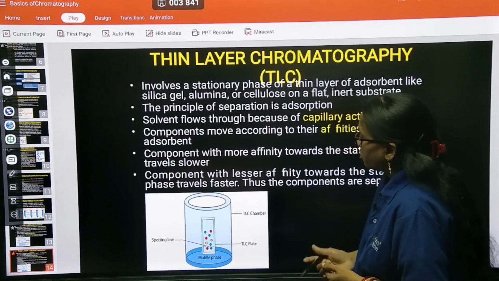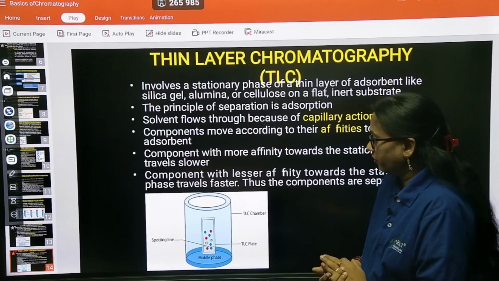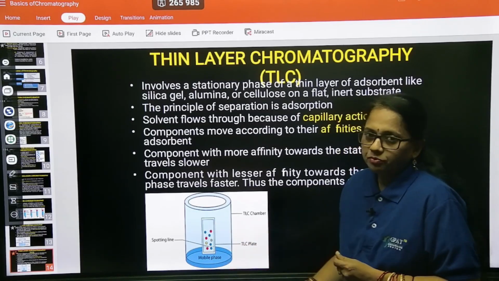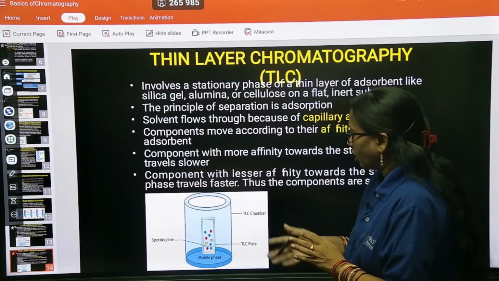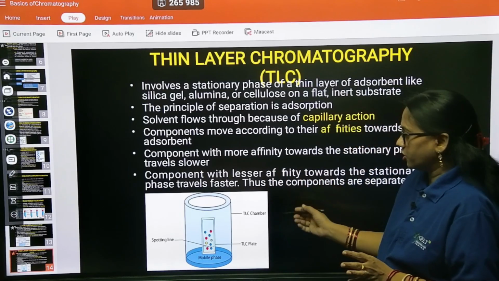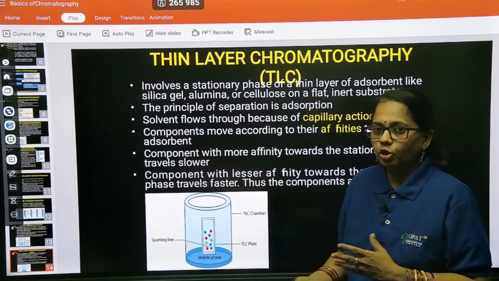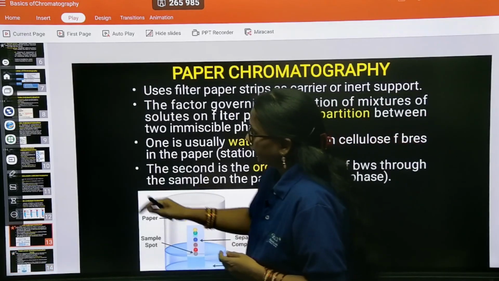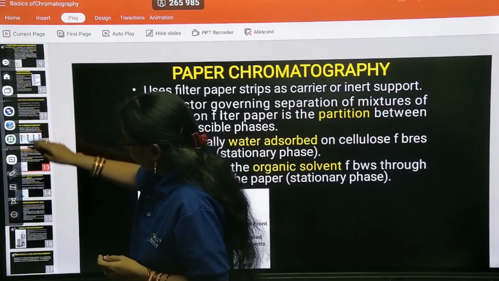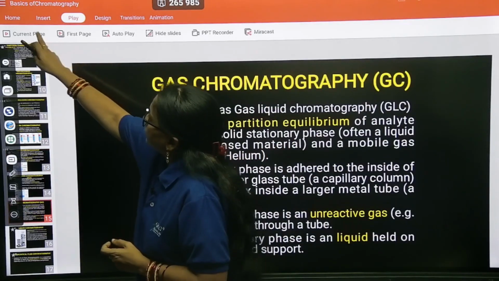In that way the compounds having more affinity towards the stationary phase have more binding to it and travel very slowly, and the compounds having lesser affinity towards the stationary phase will travel very fast. We use different combinations of mobile phase here also, and according to the affinities we observe the compounds' separation.